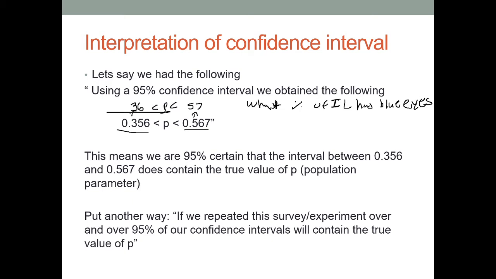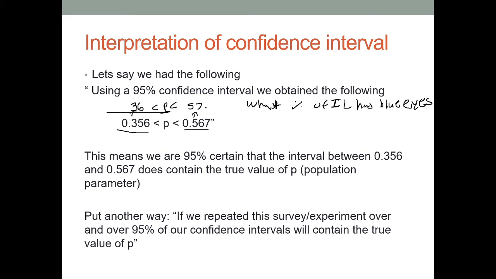Again, P here is the population proportion. So P here is what we're estimating. So we said between 36% and 57% of Illinoisans have blue eyes. We're 95% sure of that. So that means that we're 95% confident that in between these two numbers is the actual percent of Illinoisans who have blue eyes.